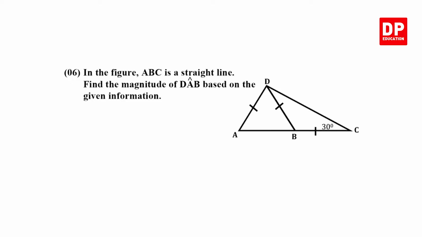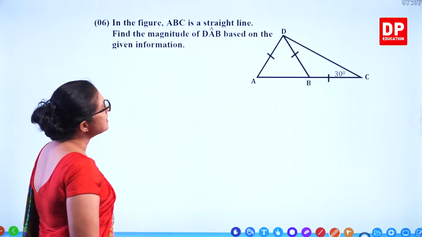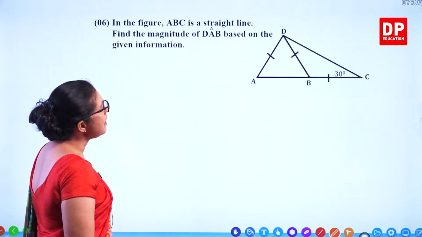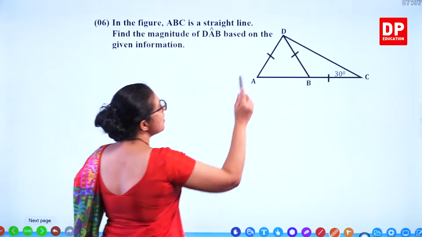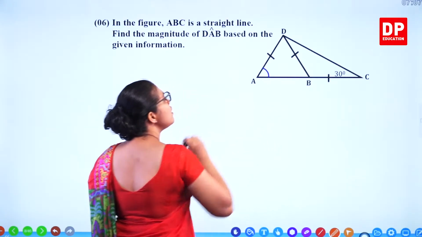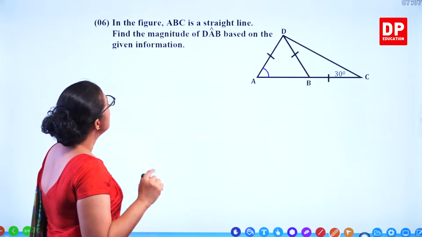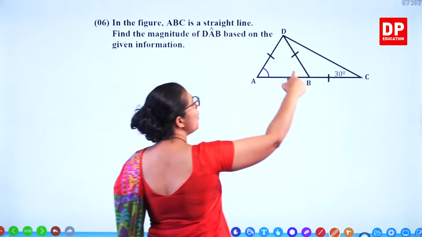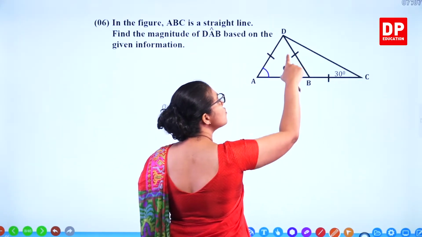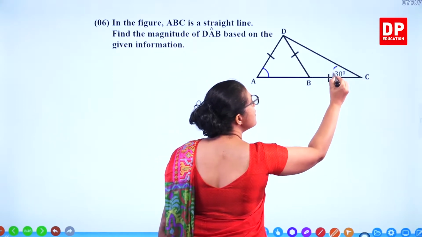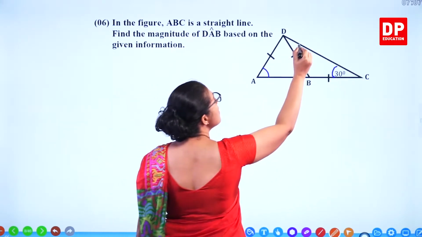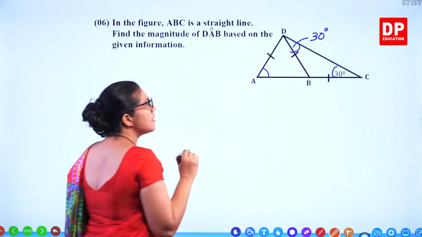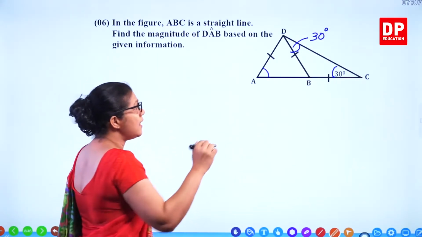Question number 6. In the figure, ABC is a straight line. Find the magnitude of DAB. Which one is DAB? This angle. So you need to find this angle. Based on the given information, can you see these lengths are equal? So this is an isosceles triangle. If this angle is 30, what is this angle? That's also 30.